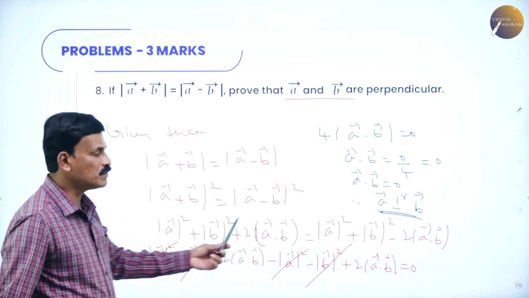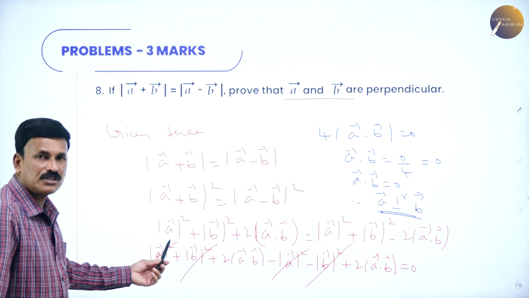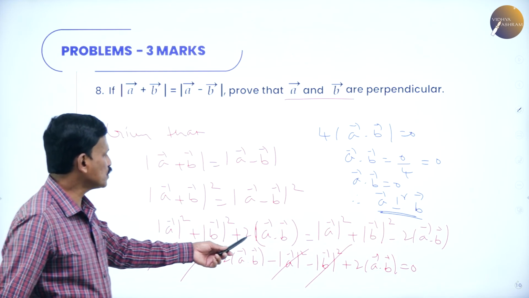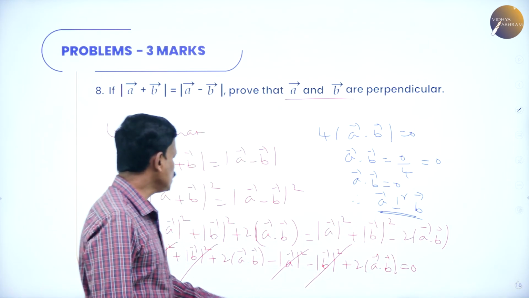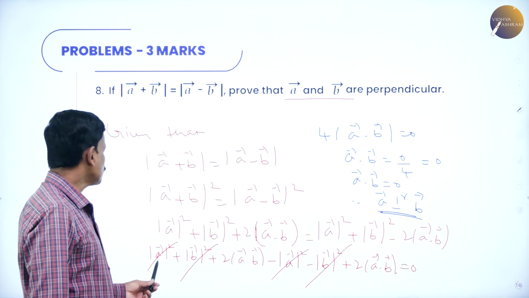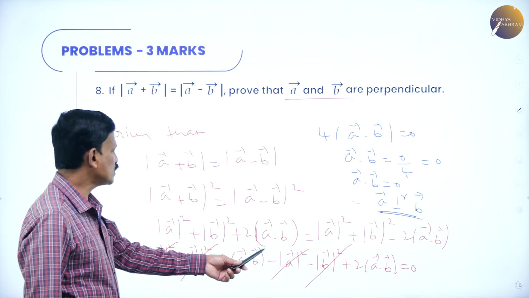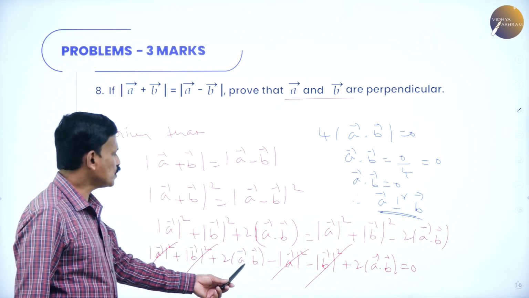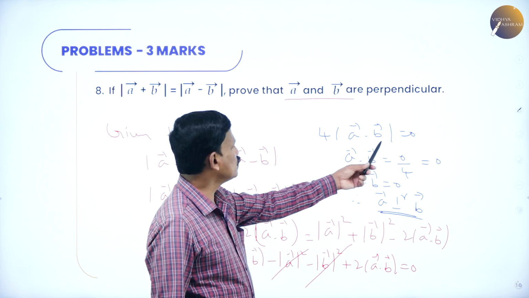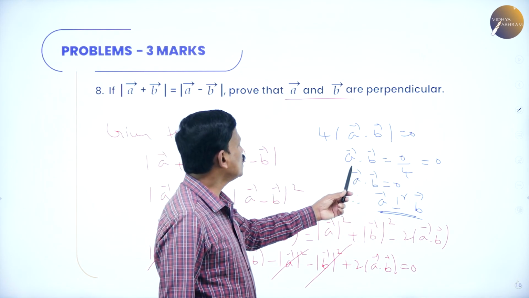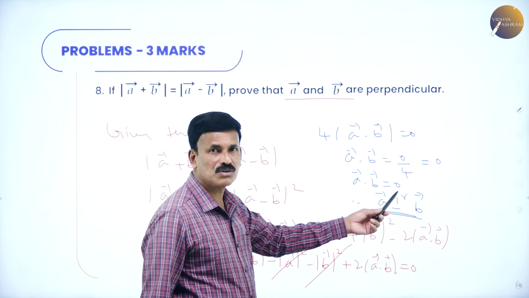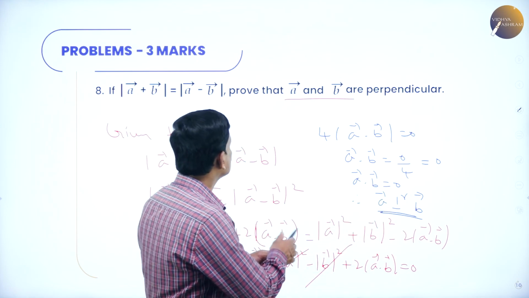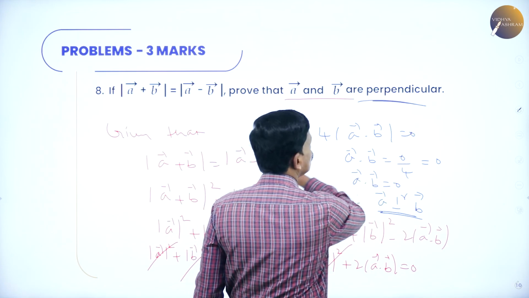On simplification, we will get length of a square plus length of b square plus 2 times a dot b, length of a square plus length of b square minus 2 times a dot b. Transfer to the left hand side, plus a square minus a square, plus b square minus b square gets cancelled. 2 times a dot b plus 2 times a dot b is 4 times a dot b is equal to 0. a dot b is equal to 0 by 4. Therefore, vector a dot b is equal to 0 means vector a is perpendicular to vector b.